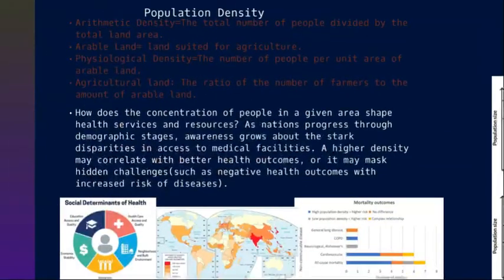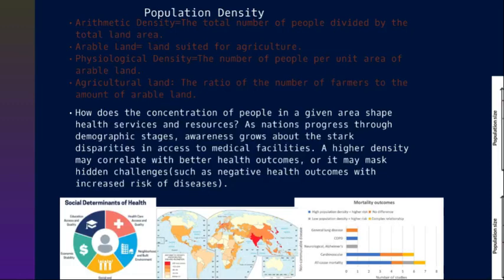Population density is correlated with arithmetic density, the total number of people divided by the total land area, which is also correlated with physiological density, the number of people per unit area of arable land. Arable land is land suited for agriculture. Agricultural density is the ratio of the number of farmers to the amount of arable land.